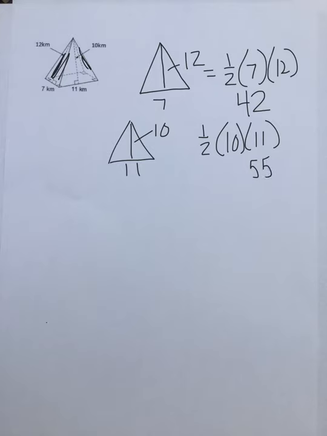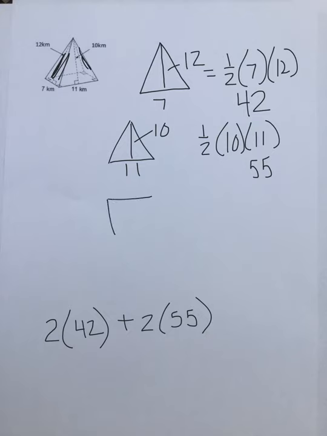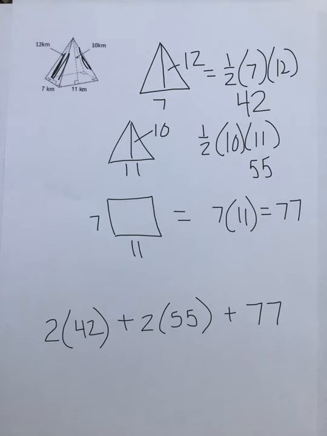And when we talk about this, we're talking about 2 times 42 because there are 2 triangles that have an area of 42, the left and the right. 2 times 55 because there are 2 triangles that have an area of 55, the front and the back. And then we have that rectangular base on the bottom, which is a 7 by 11 rectangle. To find the area of a rectangle, it's 7 times 11, or 77. Since there's only one rectangle, I don't have to do any multiplication there. And when I add it all together, I get 271 kilometers to the second power.